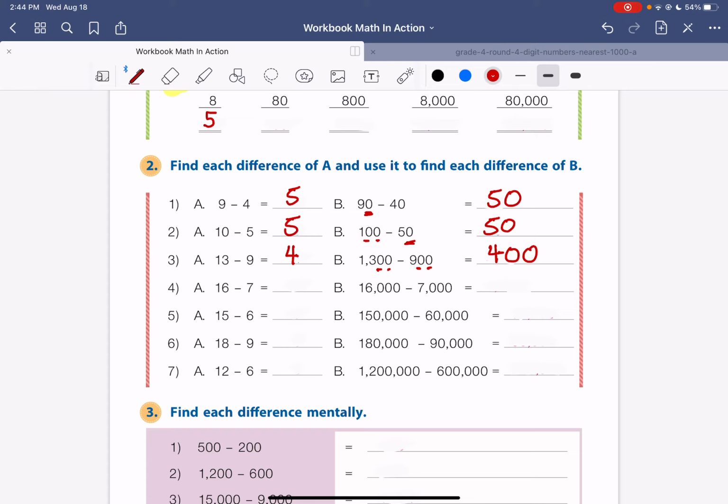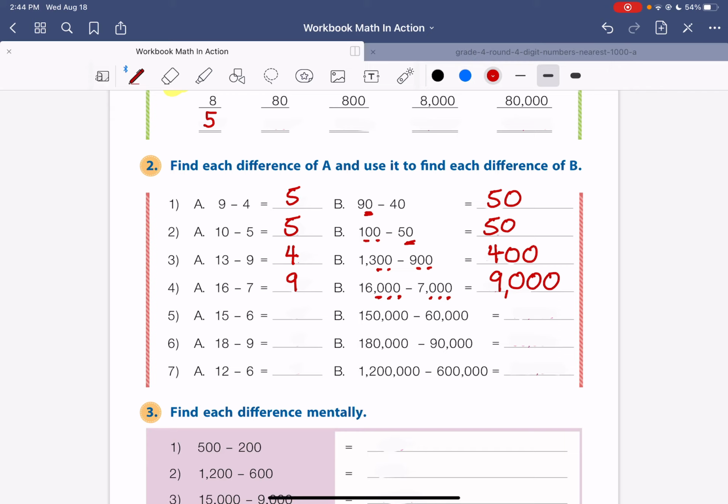Next one, 16 minus 7. We have 16 minus 7 equals 9. How many zeros? We have 1, 2, 3. So it's the same. We're going to write 9 and then 3 zeros. 9,000.